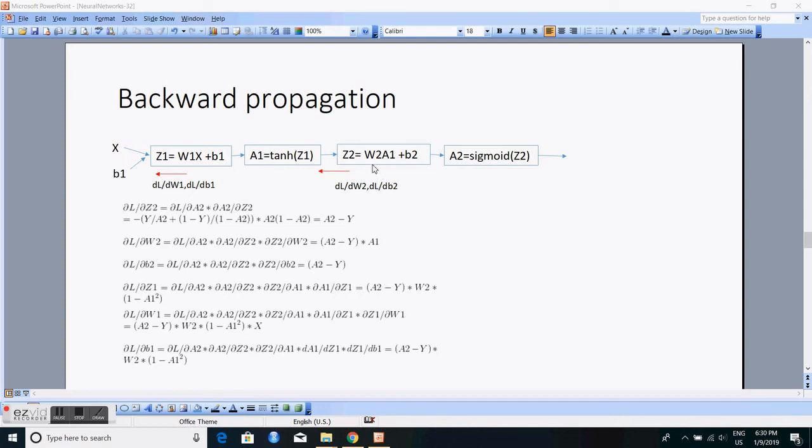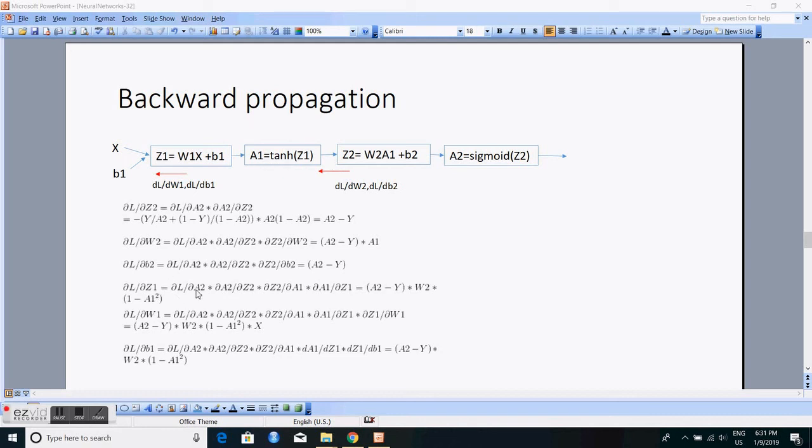Similarly, ∂L by ∂W2, we can use the chain rule: ∂L by ∂Z2 times ∂Z2 by ∂W2. We already know that ∂L by ∂Z2 is equal to A2 minus Y, and all we have to find is ∂Z2 by ∂W2, which is nothing but A1. Similarly, ∂L by ∂B2 essentially reduces to ∂L by ∂Z2 and ∂Z2 by ∂B2. ∂L by ∂Z2 is A2 minus Y, and ∂Z2 by ∂B2 is 1. So this becomes A2 minus Y. Now let us find ∂L by ∂Z1.